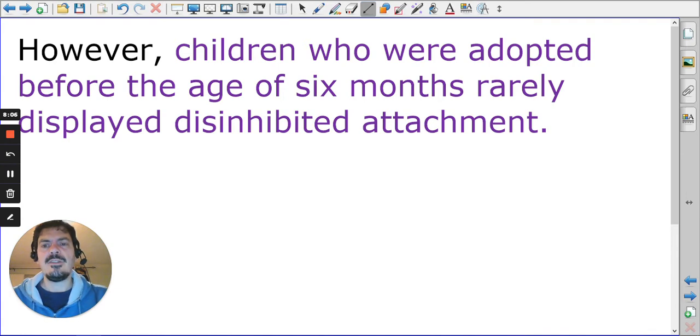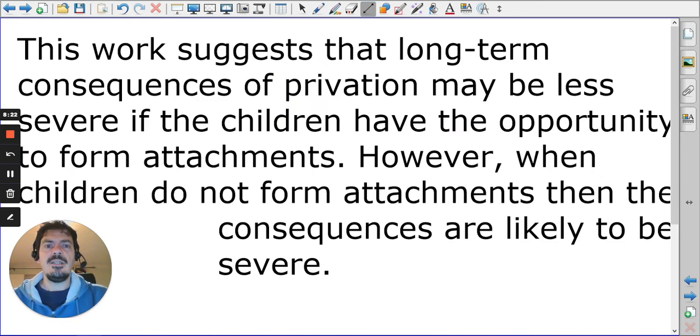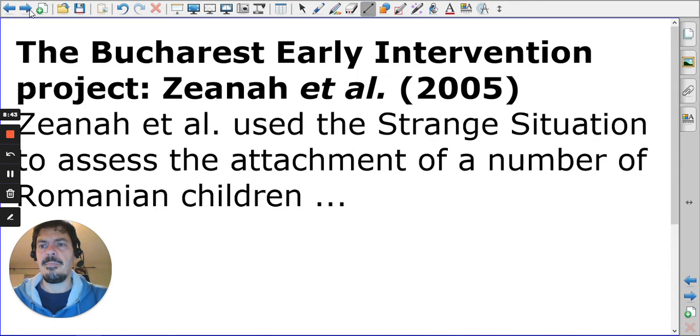But we find that if they're adopted after the age of 6 months, they had this, whereas before the age of 6 months, they very rarely actually had this disinhibited attachment. So we could say that that is another effect that Rutter showed us, this disinhibited attachment. So the long-term consequences of privation of institutional care are pretty much quite severe for children if they don't have an opportunity to form attachment. If the consequences are there for children adopted before 6 months, they're certainly less severe.